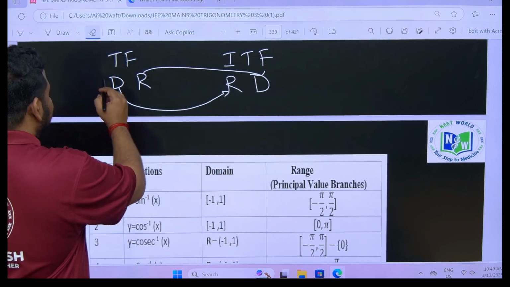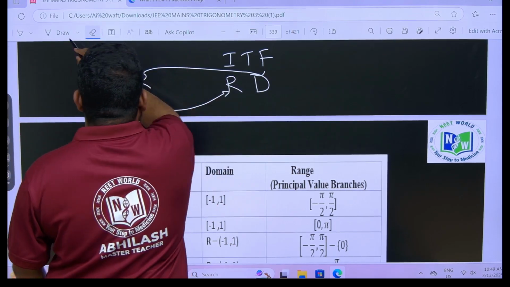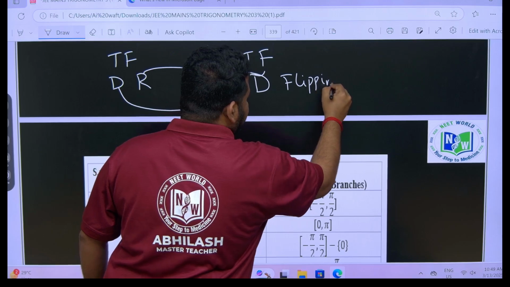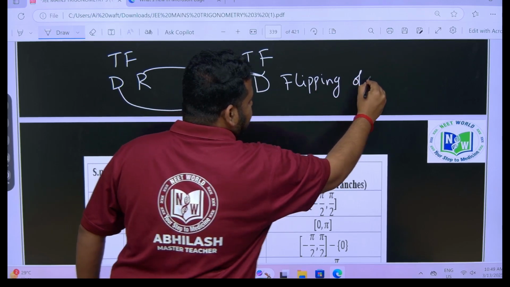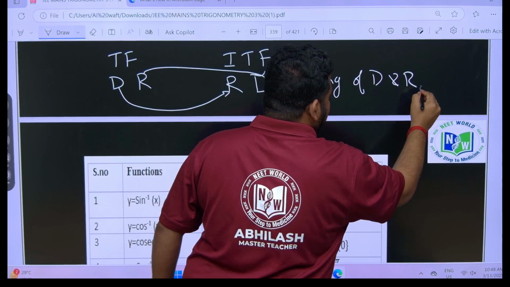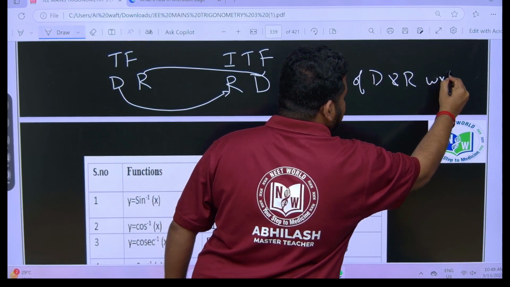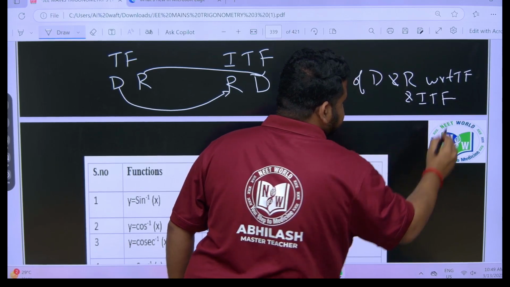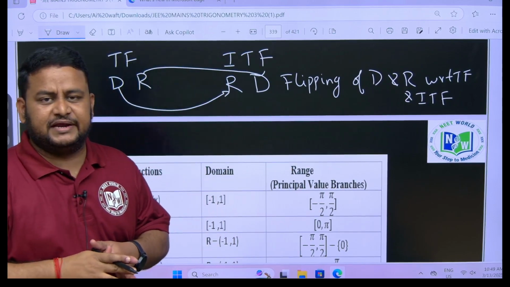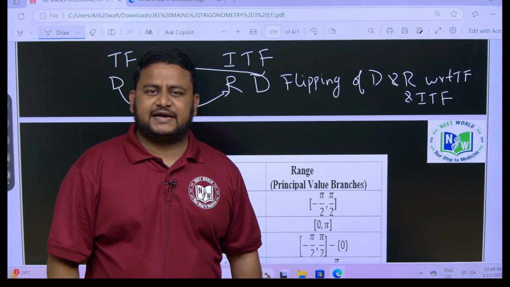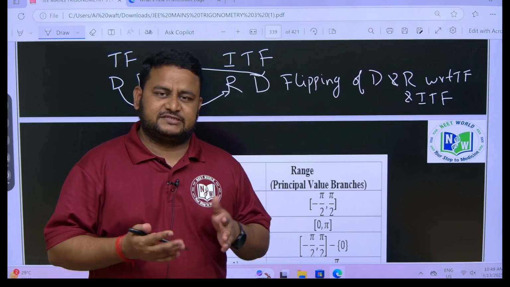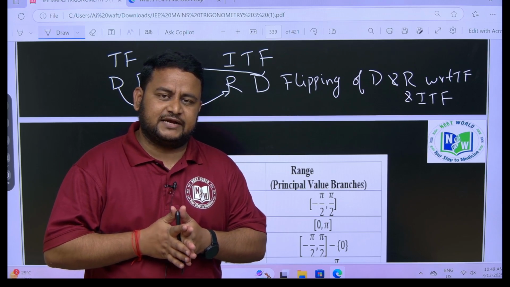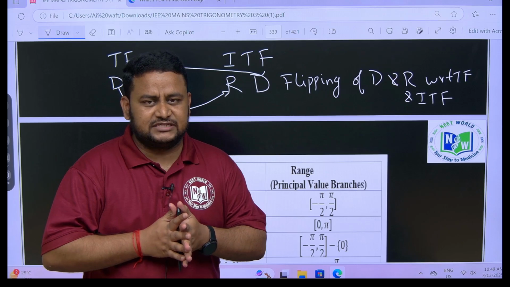So there is flipping of domain and range with respect to trigonometric function and inverse trigonometric function. Okay, there is flipping of domain and range with respect to trigonometric and inverse trigonometric function. Suppose sin x, its range is -1 to +1 within a closed bracket, that is a closed interval. That is the range of sin x.